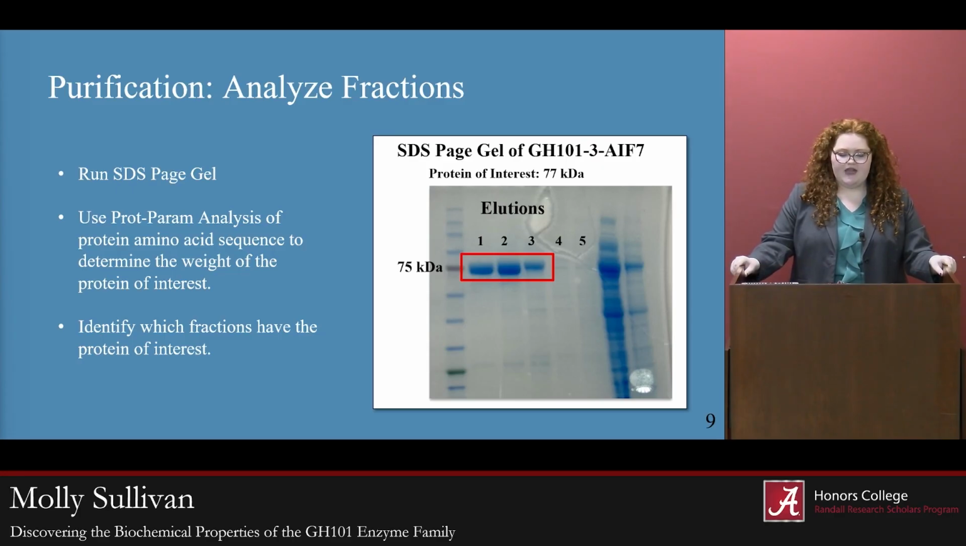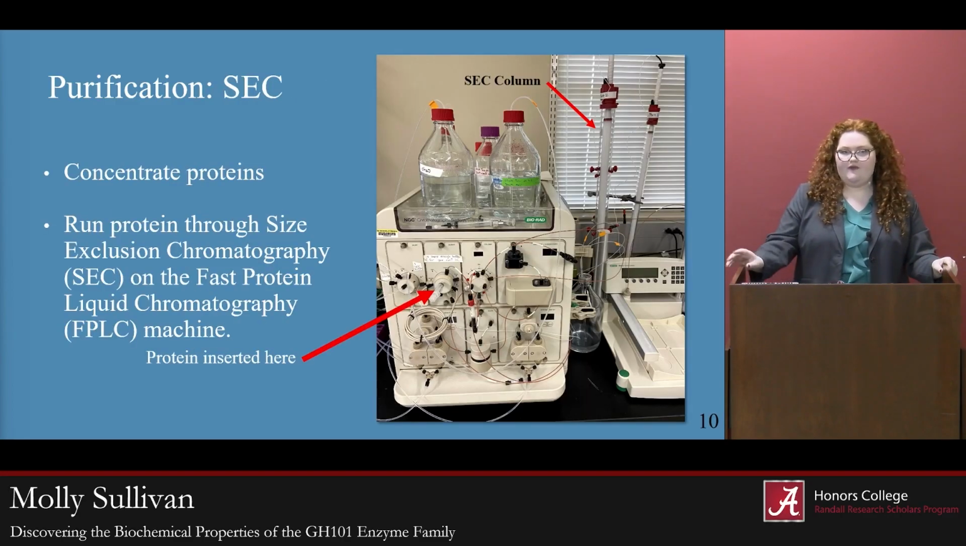So as you can see here in the gel, there's that one right next to the one where it says 75 kilodaltons. That is our ladder. So that has a variety of different proteins, so it's kind of like our standard, so we can test them against that. And as you can see, elutions 1, 2, and 3 have a lot of protein in that 75, 77 kilodalton range, meaning that we have found our protein of interest in this particular purification process. So at that point, we can then take those 3 elutions that have the protein of interest and concentrate them and then run them through our second purification step.